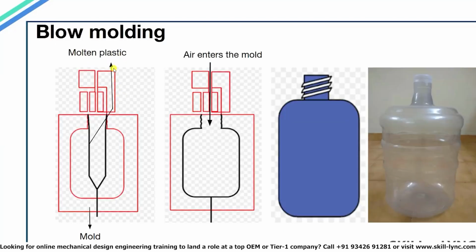Blow molding. For the blow molding process, a molten tube of plastic is extruded from the machine and placed into the mold. Pressurized gas is blown into the tube and the plastic captures the profile of the mold. Water containers and large drums are some of the parts that are made using the blow molding process.